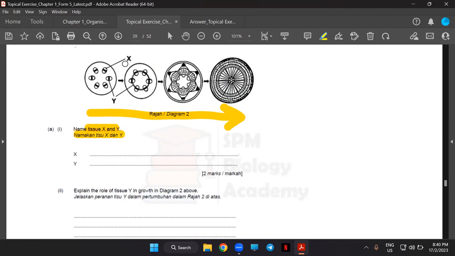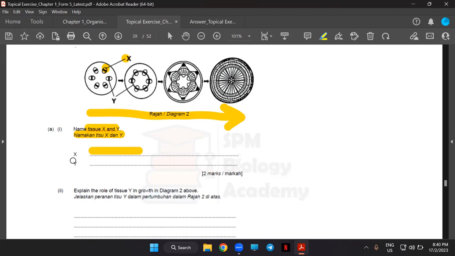So kita lihat tissue X. Tissue X ialah, I think you know this very clearly if I'm not wrong. Primary phloem. Phloem primer. Jangan tulis phloem sahaja. Better you write primary phloem. Primary phloem tissue. Tissue phloem primer. Better for you to put the word tissue. Tissue phloem primer. Primary phloem tissue. Better you write the word tissue and primary.